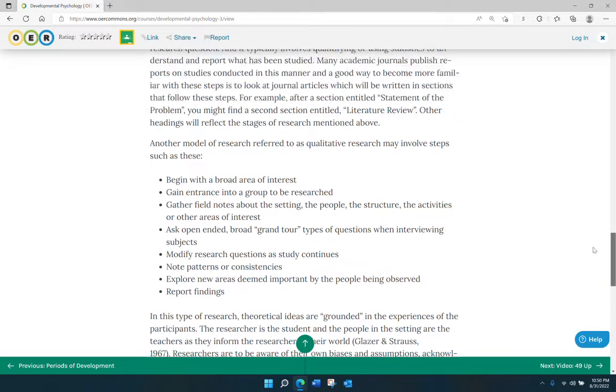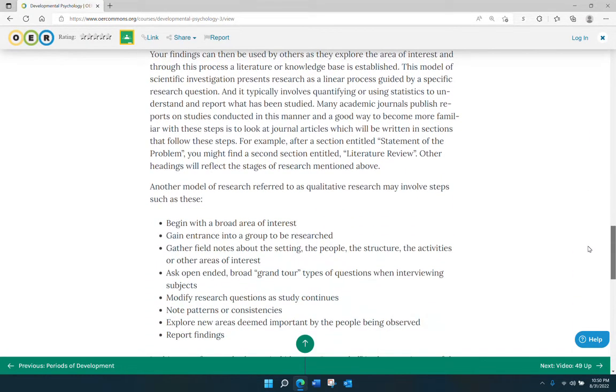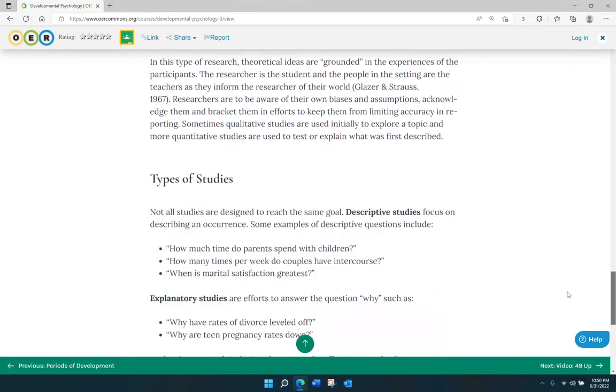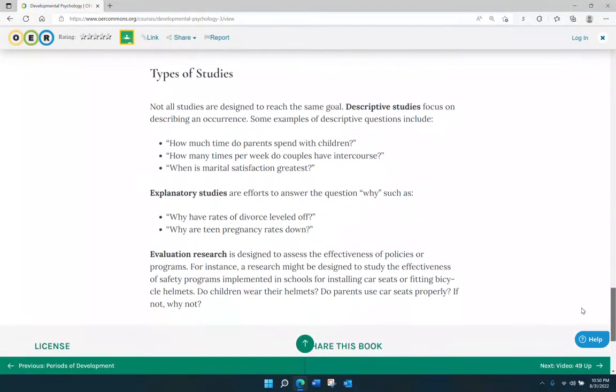including this. So that's kind of another model. These models are basically the same models. It's just that they use different language to talk about that. And then we'll talk about these types of studies in a second here.